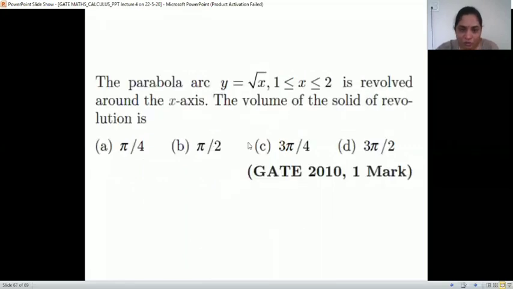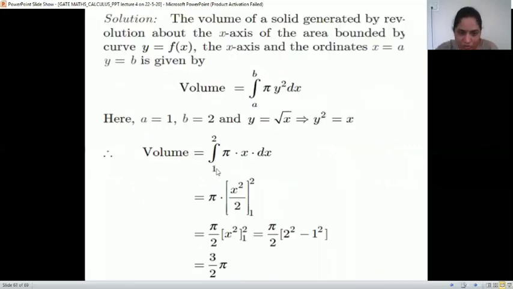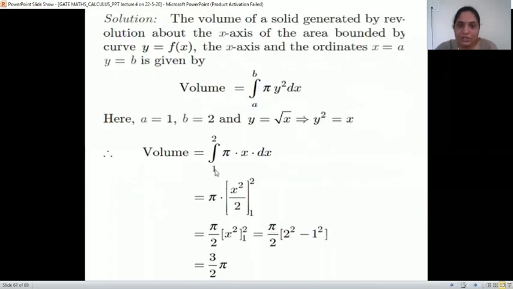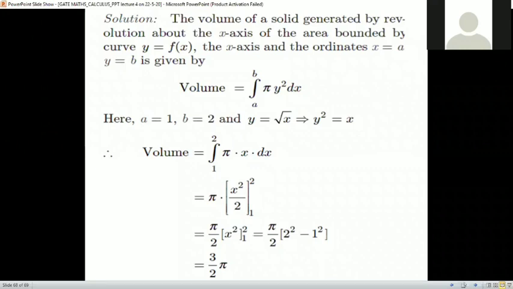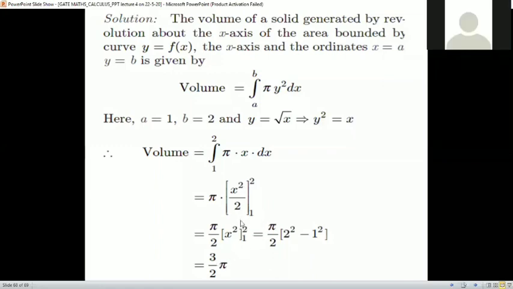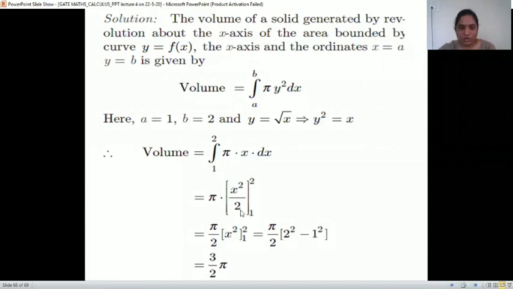And we know it is from 1 to 2. So integration 1 to 2 pi y square. Y square is x. From this we can get y square. Y square is x, so pi into x dx. So pi is constant, integrating x square by 2 from 1 to 2. Solving, we get 3 by 2 pi.